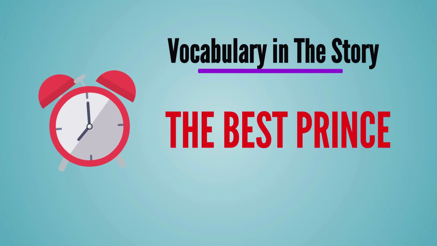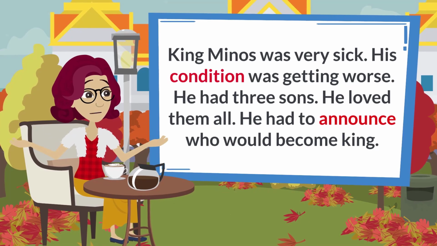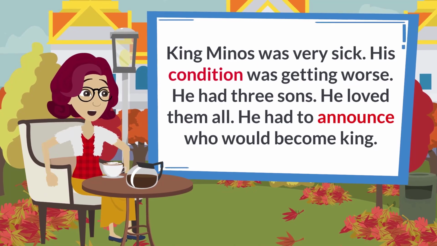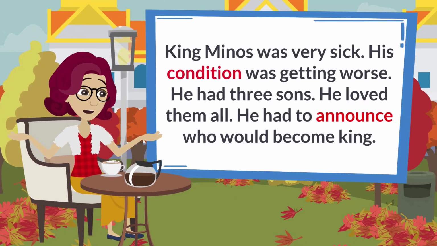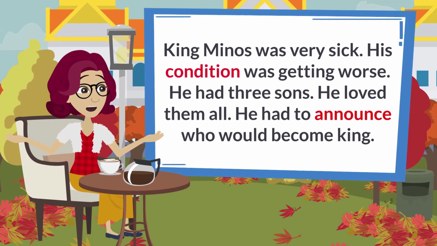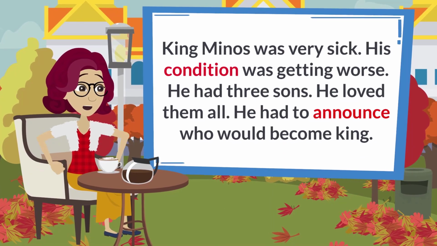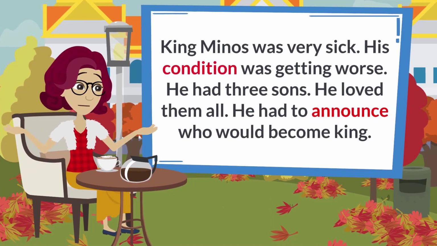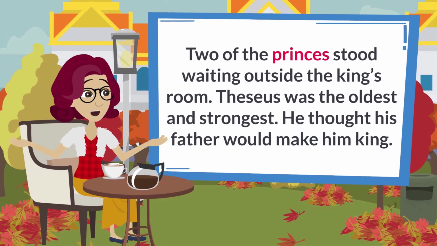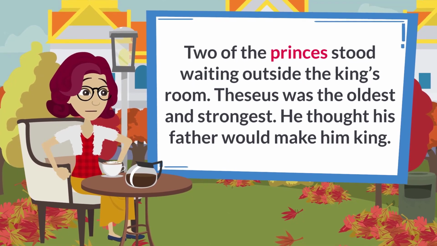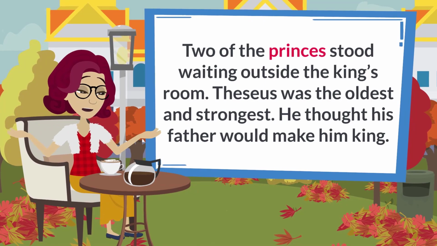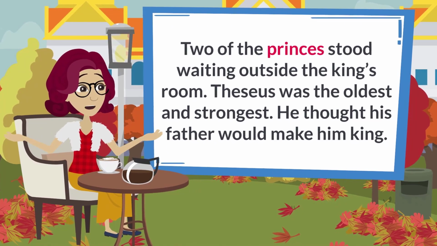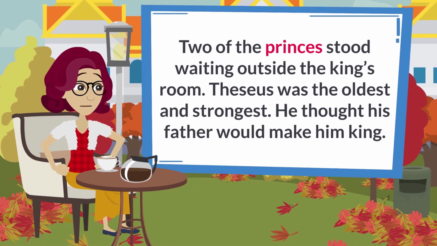The Best Prince. King Minos was very sick. His condition was getting worse. He had 3 sons. He loved them all. He had to announce who would become king. 2 of the princes stood waiting outside the king's room. Theseus was the oldest and strongest. He thought his father would make him king.